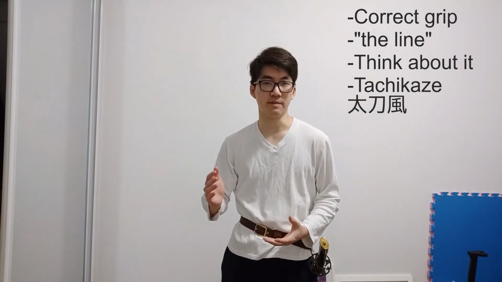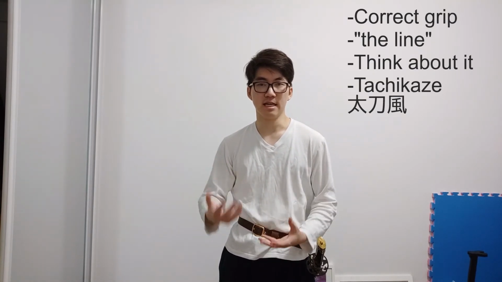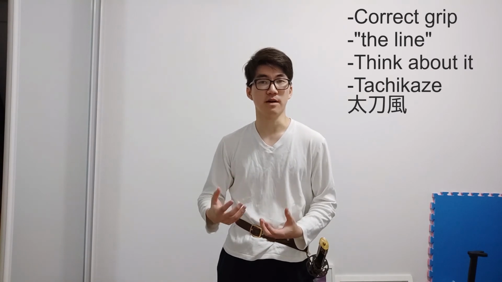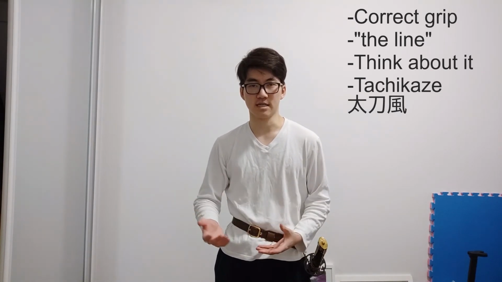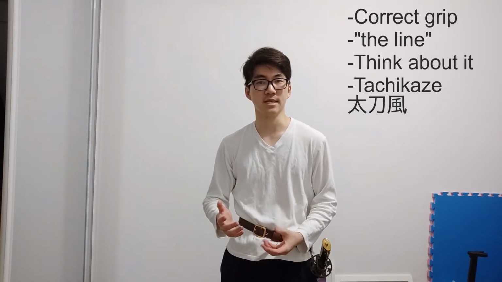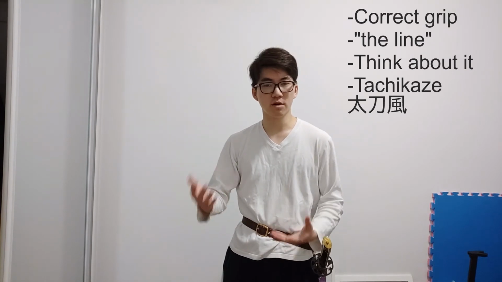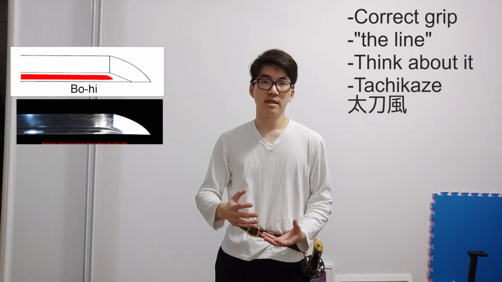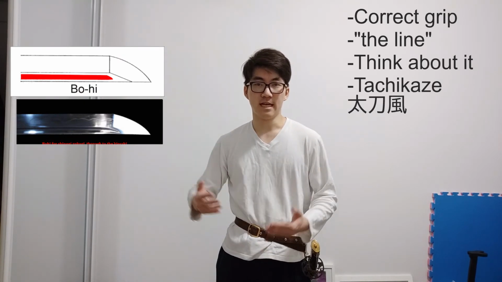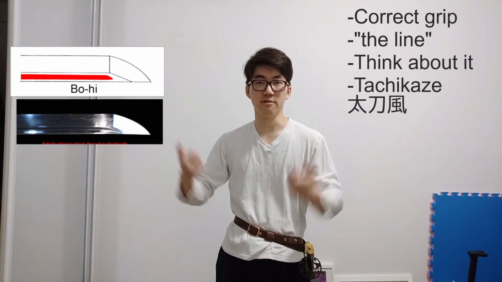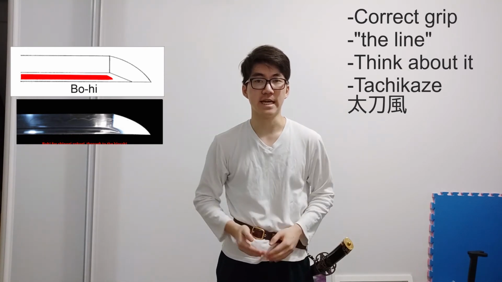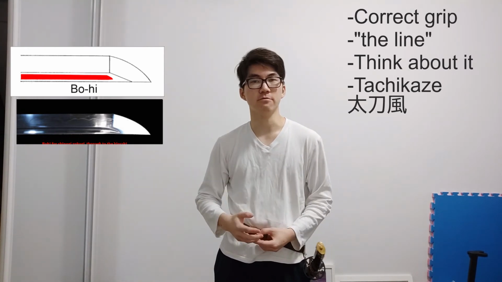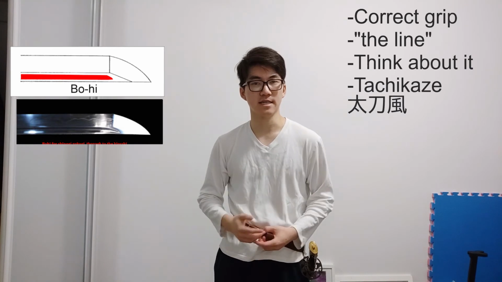The length of the blade is a big one. If you've got a shorter blade, less wind is displaced, so you don't get as much of a sound. A short wakizashi may not even have an audible tachikaze, whereas a long katana probably will. Then we also get to bohi or no bohi. Bohi is the groove that runs along the blade, and that traps air and causes it to push outwards as it splits through the air. So having a bohi will have more turbulence, louder sound.